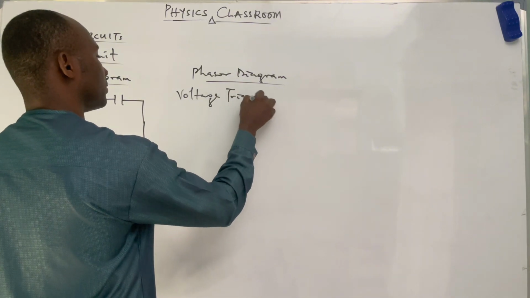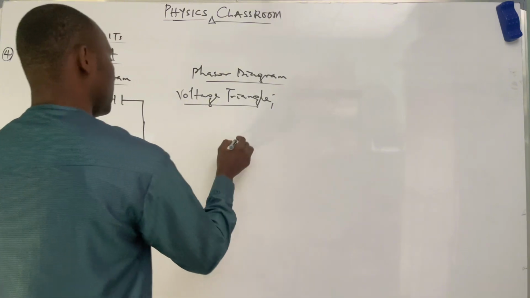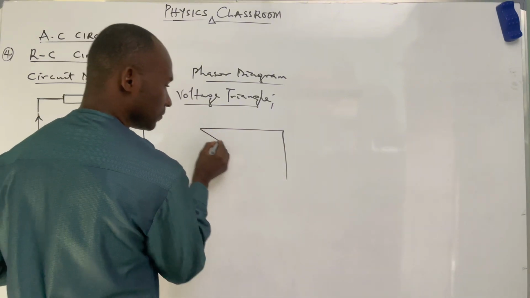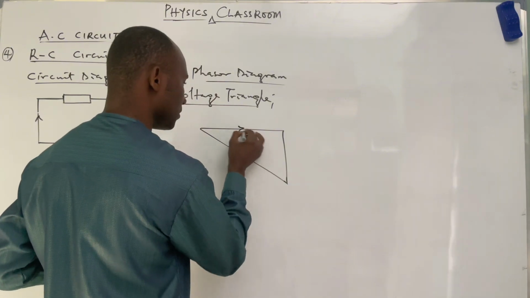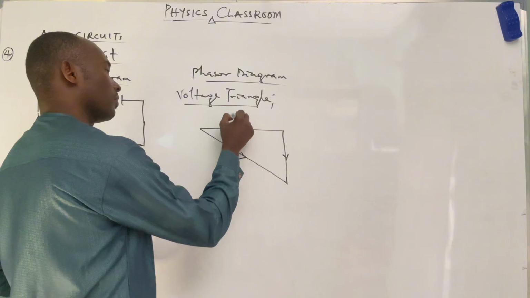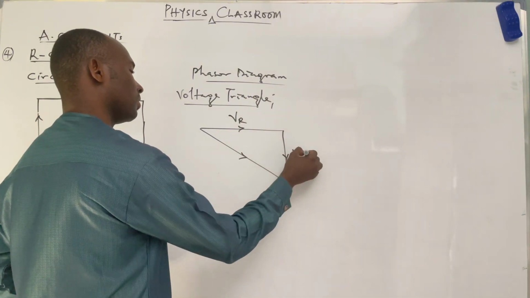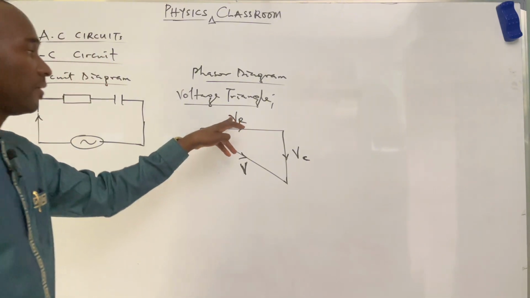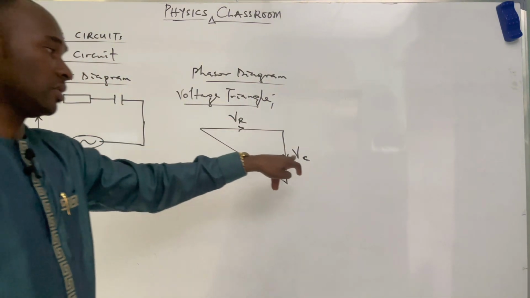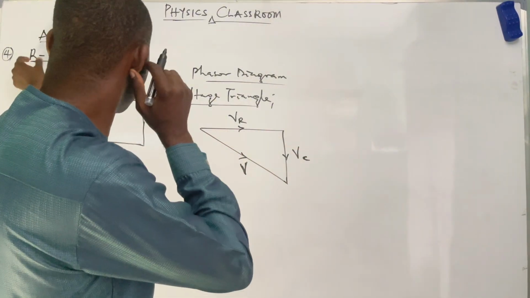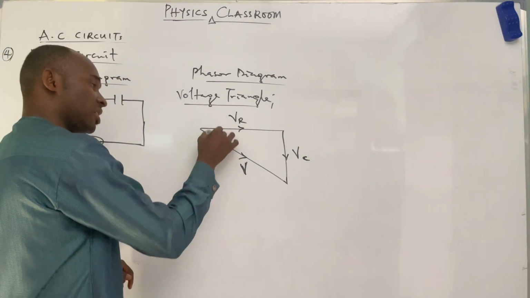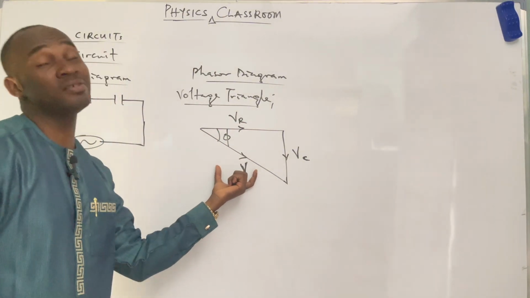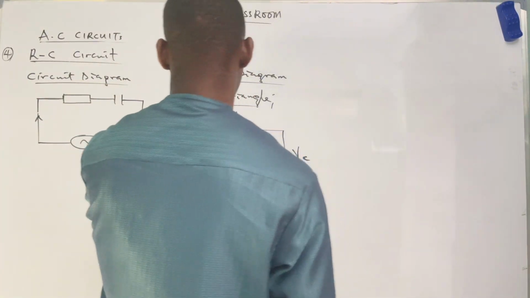Voltage triangle, where we have stuff like this. And V. Yeah, this is the voltage across the resistor, voltage across the capacitor. Since we are dealing with resistor capacitor AC circuit, and this is the position of the phase angle phi, while this is the effective voltage in this case. That's for the voltage triangle.